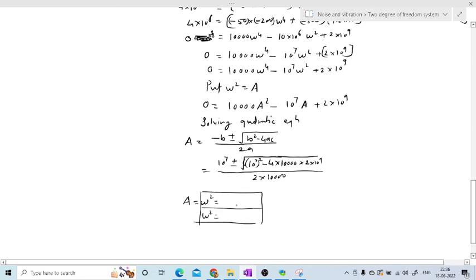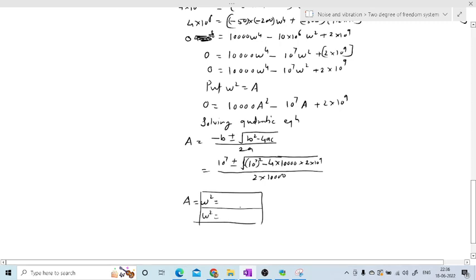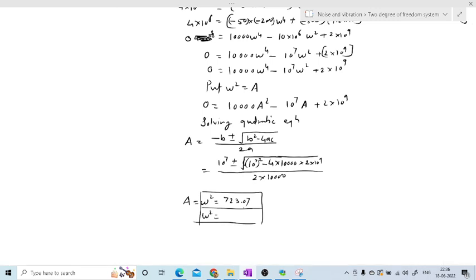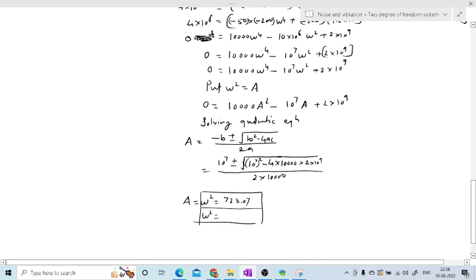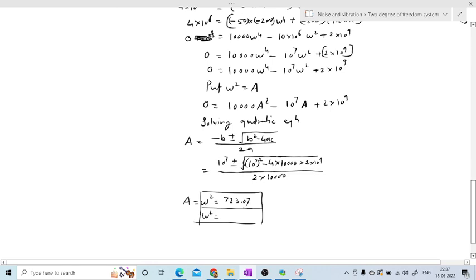Solving this, the first answer is 723.07 and the second answer is 276.22. So these are the two answers after solving this quadratic equation.